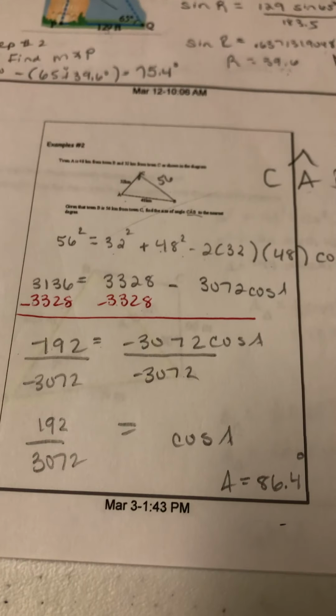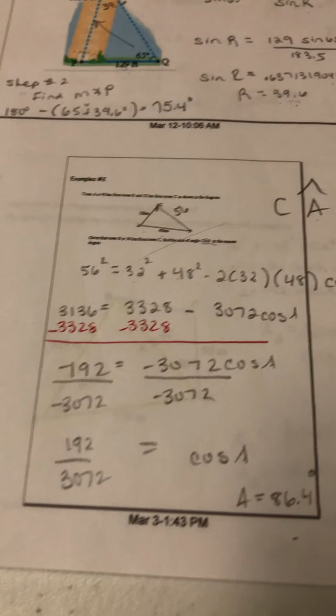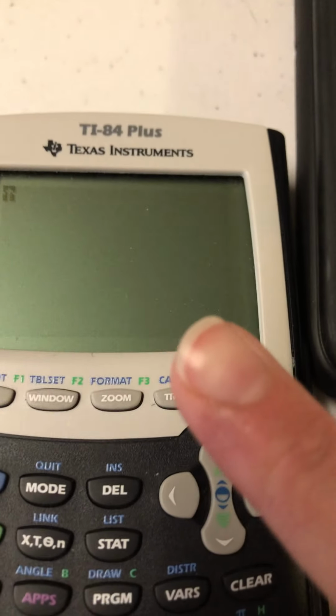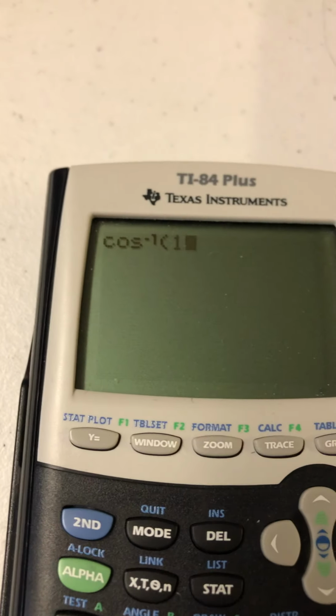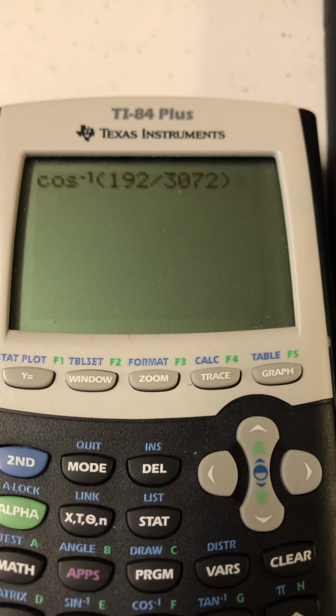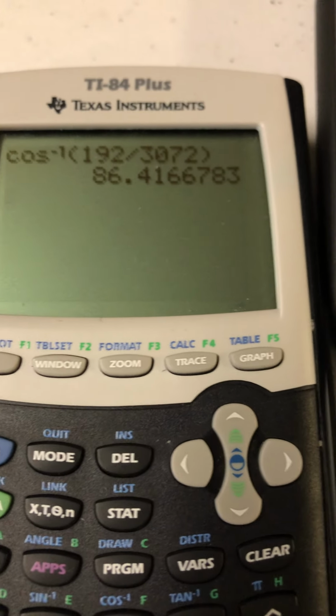I know the fraction reduces, but that's really not the point of the question. I really want to find angle A. So off to the calculator, what I do, after I turn it on, second cosine, 192 divided by 3072. I don't even bother writing using the fraction feature. There's your angle.